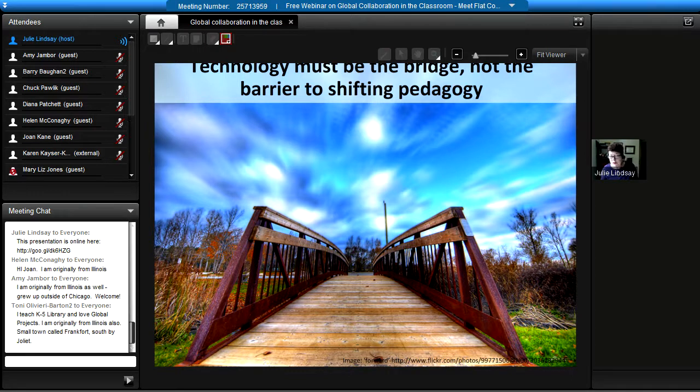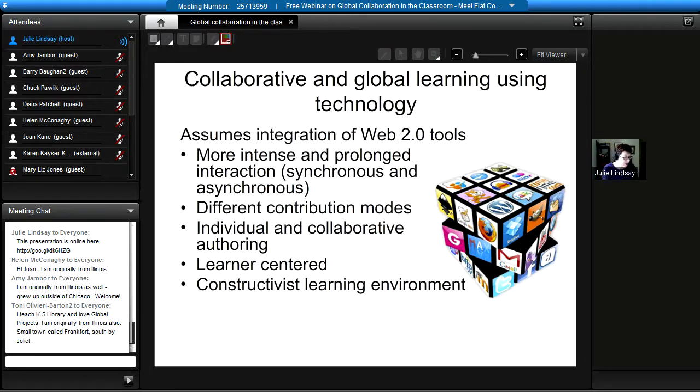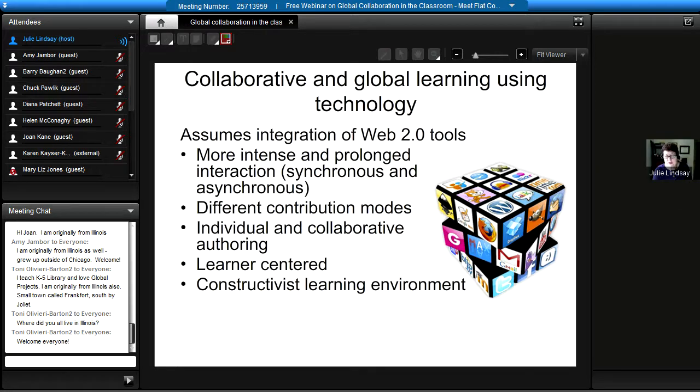So, of course, technology is really the bridge to collaboration. It shouldn't be the barrier. So this wonderful picture I found of this bridge on Flickr. Technology is the bridge. Just keep that in mind. And if you're feeling frustrated in your school with the technology and it is the barrier, well, there needs to be a lot of conversation going on between you and your tech people and your administrators and your teachers, etc., just to make it the bridge.